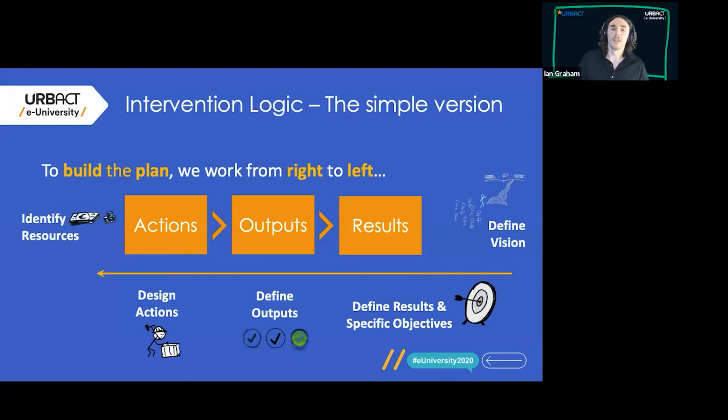And the final piece of the puzzle is then identifying the resources to say, how do we get the right things in place to be able to do those actions? All that then comes together in your integrated action plan.